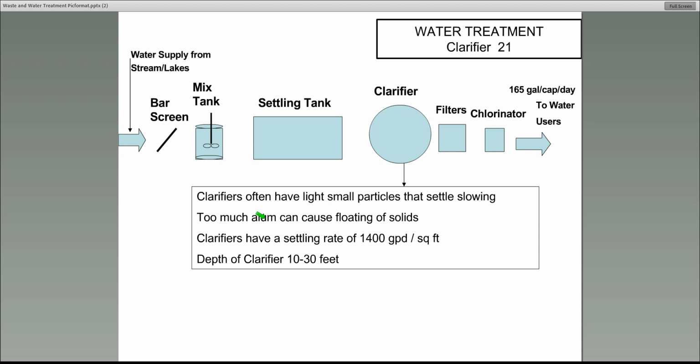And for this tank, we're going to use a settling rate of 1,400 gallons per day per square foot. Now, the depth of the clarifier, sometimes this is pumped up into a clarifier. The depth could be 10 to 30 feet, but a lot of times you'll have a hopper bottom, and I'll show you that in another picture.